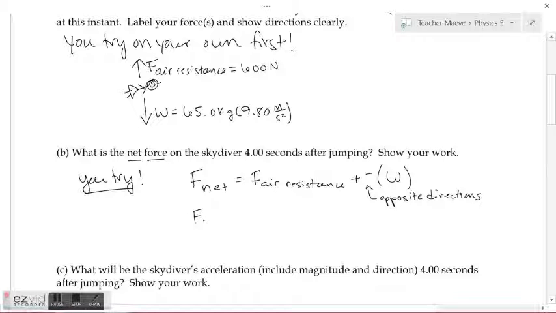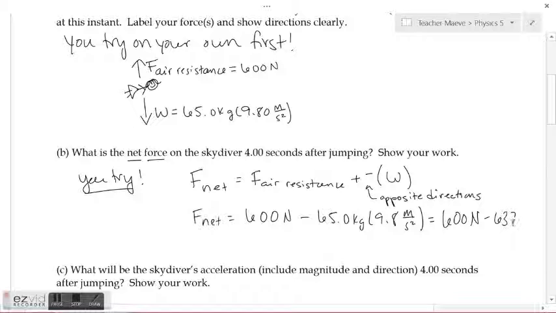So I have that F net is equal to 600 newtons, and then I'm going to subtract my weight, which was 65 kilograms times that 9.8. It ends up being 637 newtons, that's 65 times 9.8. So hopefully, easy arithmetic here, we just get negative 37 newtons. So really, the way that we're thinking about this is it's 37 newtons downward. So my net force is downward, okay?